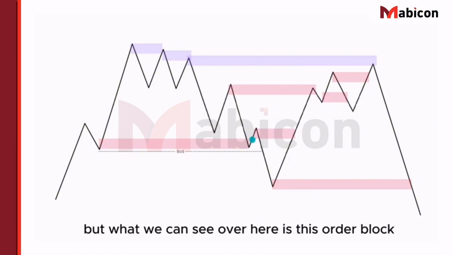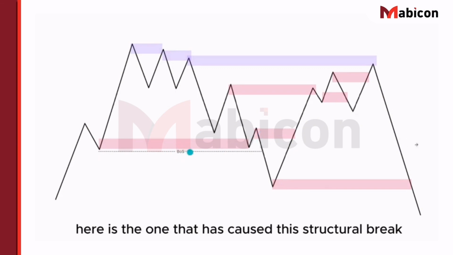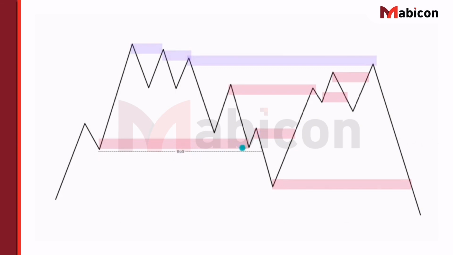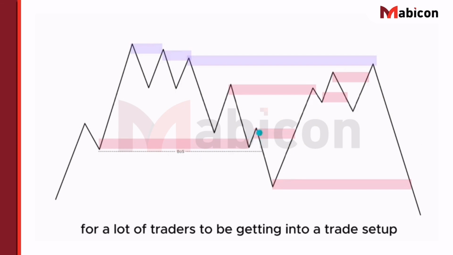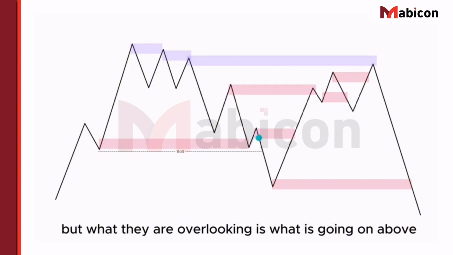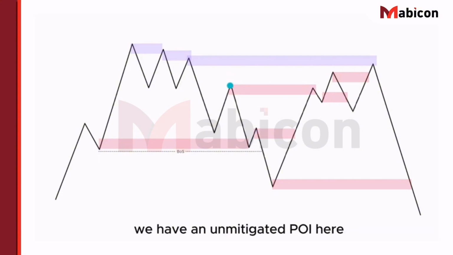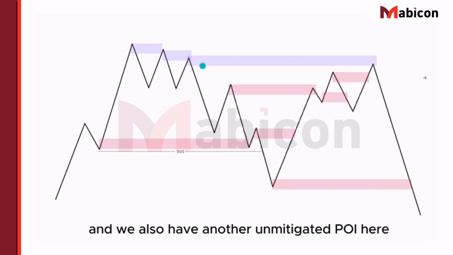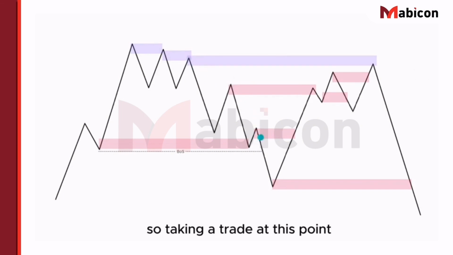But what we can see over here is this order block here is the one that has caused this structural break. Now, this is a very common place for a lot of traders to be getting into a trade setup. But what they are overlooking is what is going on above. We have an unmitigated POI here. Then we also have another unmitigated POI here. So taking a trade at this point leaves you open to a liquidity grab.